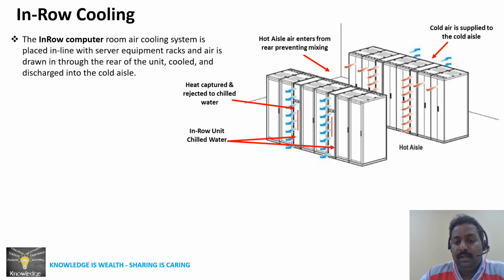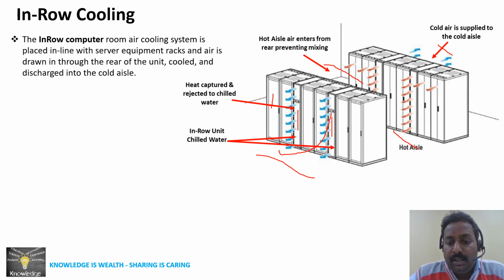It will suck the return air and give supply air towards the rack front end. Inside there is a coil, and heat rejection happens through the chilled water line. This is a hot aisle and this is a cold aisle. Since it is located very near to the rack, the airflow requirement is lower compared to a precision air conditioner located a little away from the racks. Hence, the fan capacity requirement will be less, and the power consumption is also very low compared to PAC units.